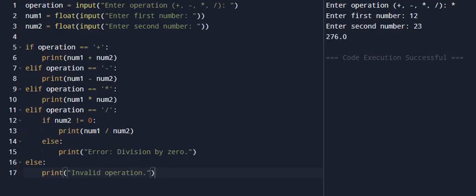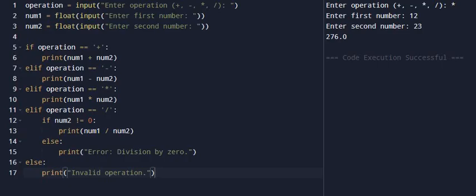Enter operation. So if you enter plus, addition, minus, subtraction, and so on. Line number 2 and 3, you are reading two numbers in the variables num1, num2.